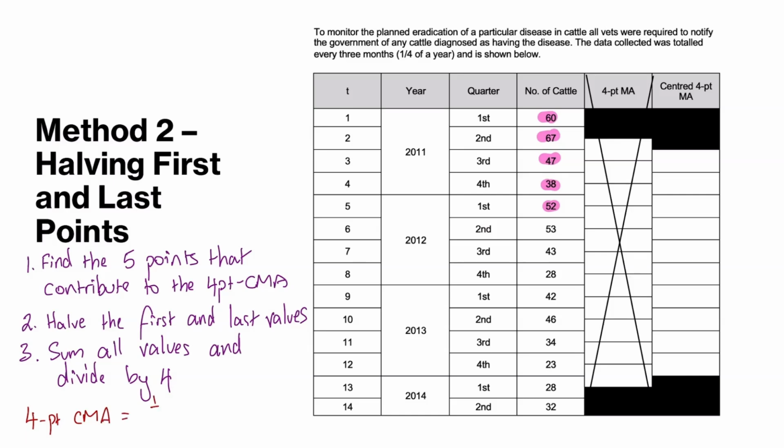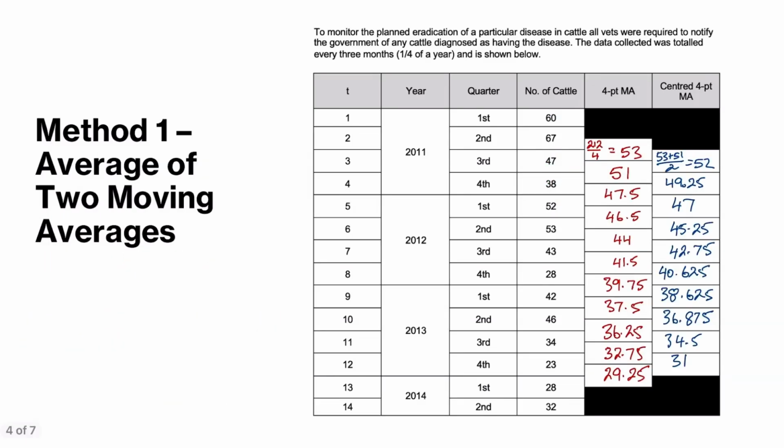So my working for this one will look like: 4-point CMA would be equal to half times 60 plus 67 plus 47 plus 38 plus half times 52, and that's all going to be divided by 4. It gives us our result, 52, which we'll notice is exactly the same as the centered 4-point moving average that fell in line with the third quarter of 2011 in the first example. However, it took a lot less time to reach that number.